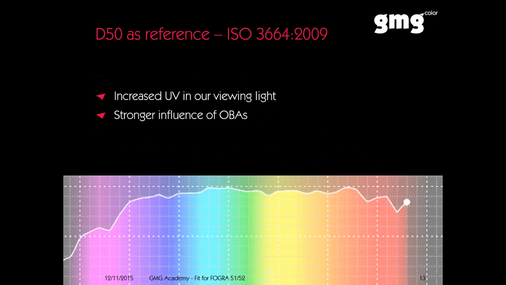Okay, so this reduced metamerism index results now in a higher UV content in our light bulbs. And this higher UV content has an influence on the optical brightness in our production paper, since the OBAs are excited more and more visible now.